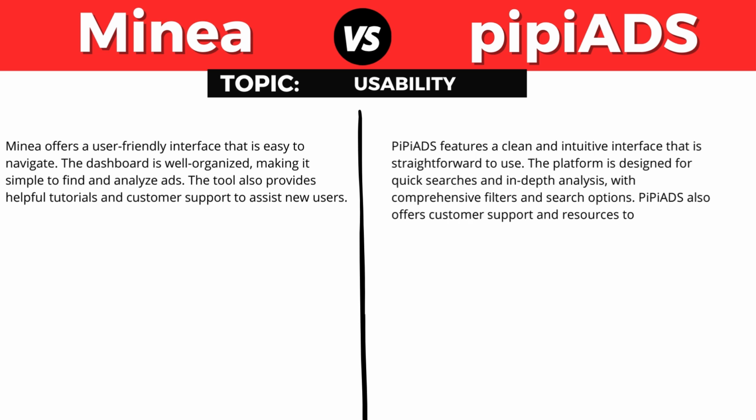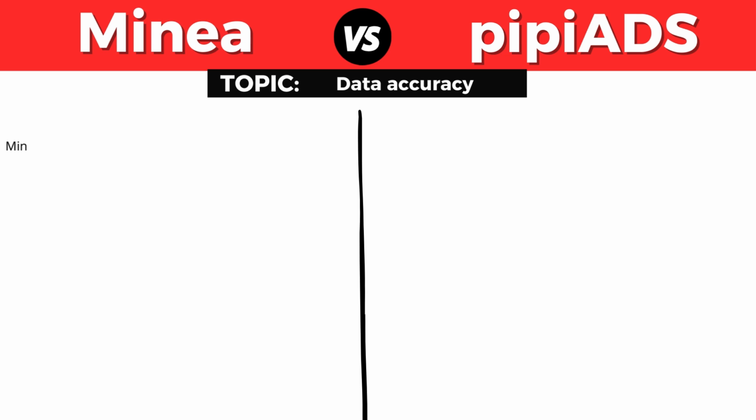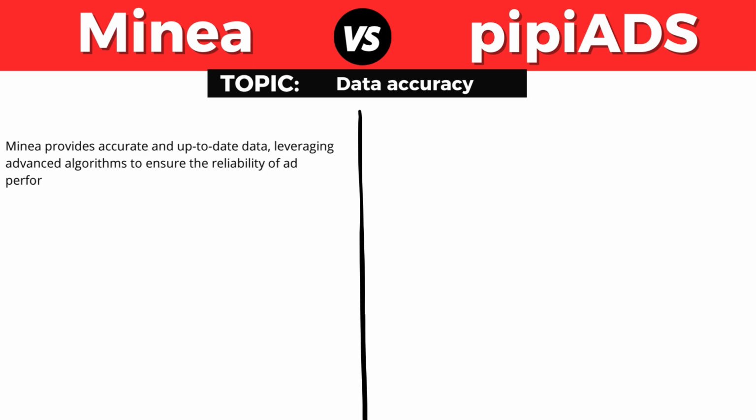It's also important to know something about the data accuracy. Data accuracy of Minea, it provides accurate and up-to-date data, leveraging advanced algorithms to ensure the reliability of ad performance metrics. The tool continuously updates its database to reflect the latest ads and trends.